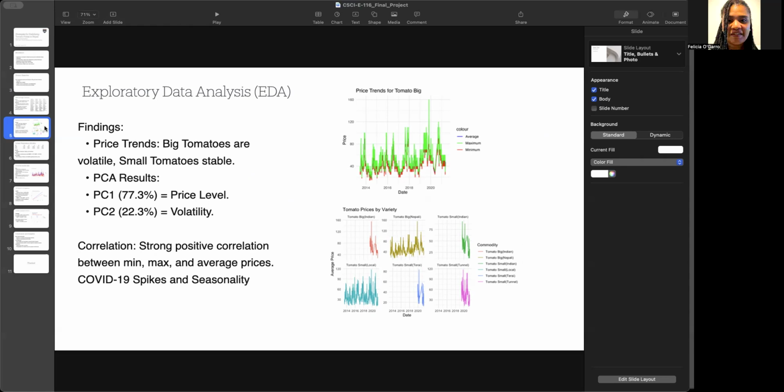Another thing that I learned during my exploratory data analysis was correlation. There's a strong positive correlation between min, max, and average prices, as well as seasonality. That was a common trend. And one of the other findings that I had during this analysis was that COVID-19 was an issue for some of the different varieties, as well as the different categories.